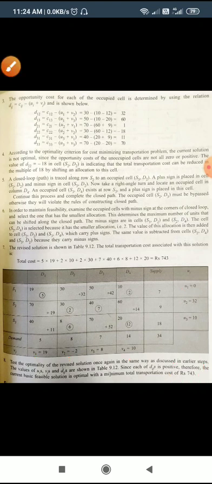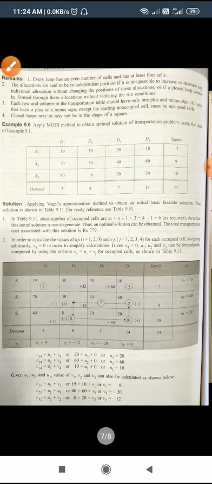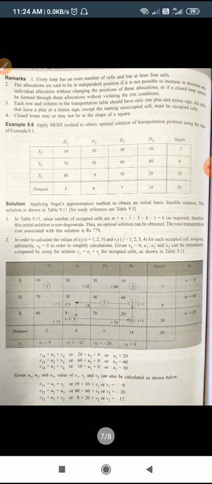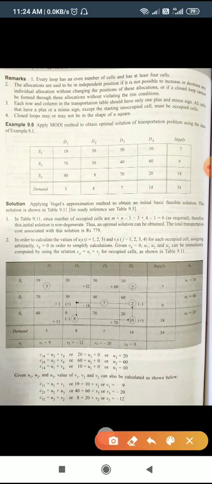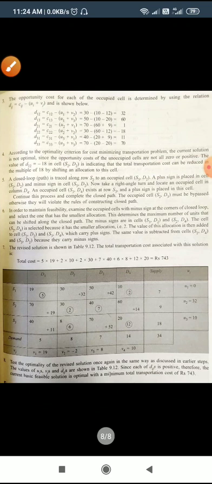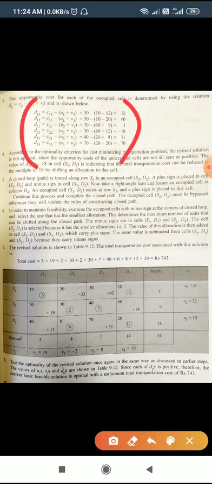So again we revise the steps of the modified distribution method. First of all we find the initial basic feasible solution using any one method: northwest corner, least cost or Vogel's approximation, and then we check that the solution is non-degenerate. After this, using this relation we find u1, u2, u3 up to un and v1, v2, v3 up to vn, and after that we find the opportunity cost for each unoccupied cell. If all opportunity costs are positive, then the solution is optimal.